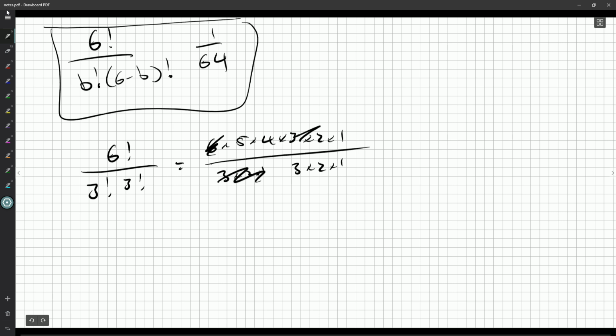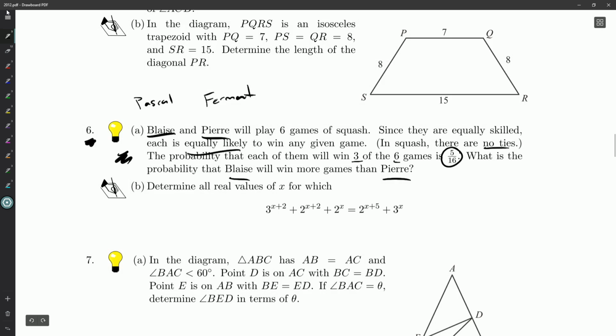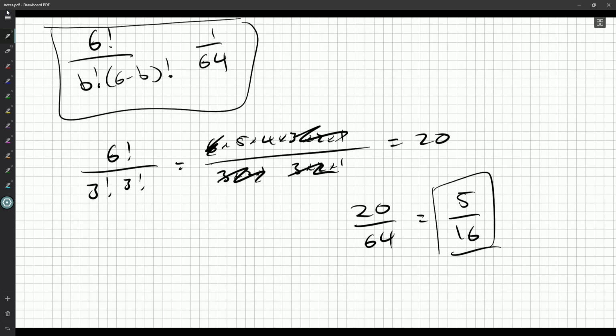And so you'll get 20 out of 64. Well, divide top and bottom by 4 and you'll get 5 out of 16. The probability that they each win 3 games is 5 out of 16, which they did tell us. Okay? They told us so that we could do that nice little shortcut.